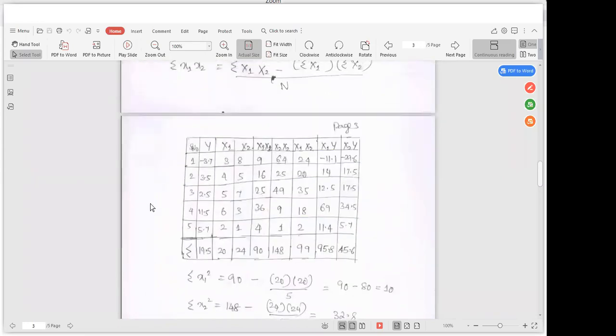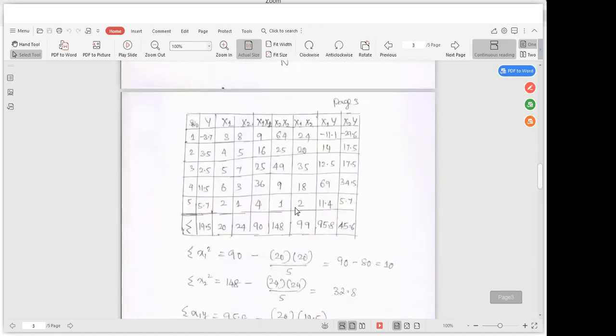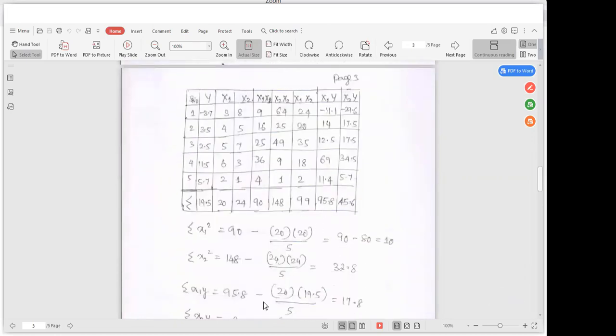Similarly, summation of x1y will be equal to summation of x1y minus summation of x1 into summation of y divided by n. Summation of x1y is 95.8, minus summation of x1, which is 20, into summation of y, which is 19.5, divided by 5, will be equal to 17.8.